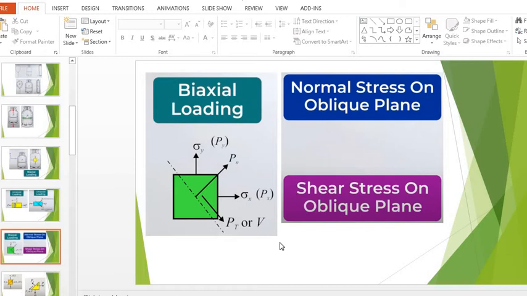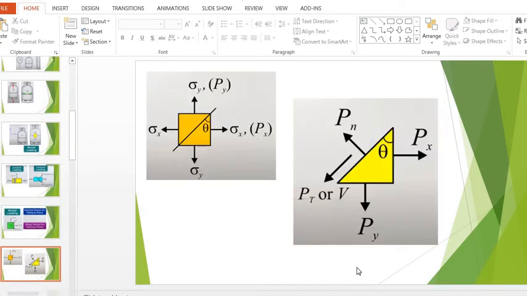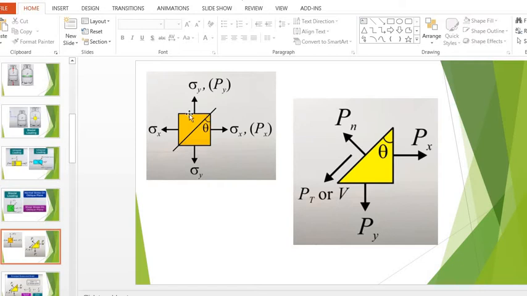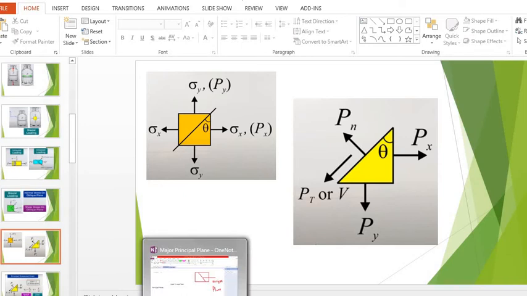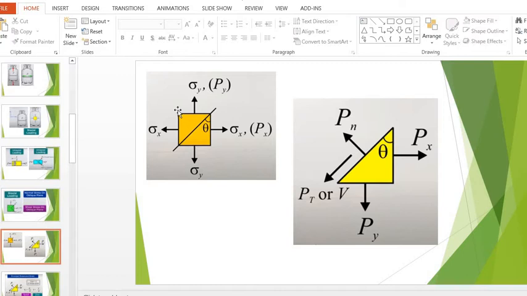Now once it is clear, next is how we will define the location of the oblique plane. How do we define this location? So here, see, I have taken one small element, right, and sigma x and sigma y are acting in the x direction and in the y direction, right? If you see, this plane and this plane are the vertical planes, right? There are two planes, and these two planes are vertical planes, and this plane and this plane are the horizontal planes, right?